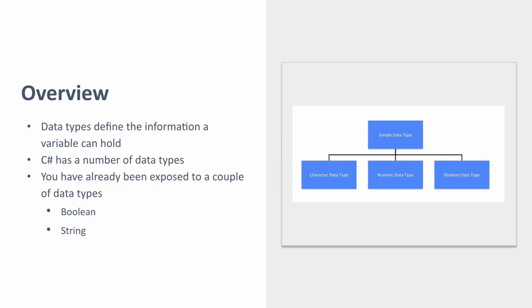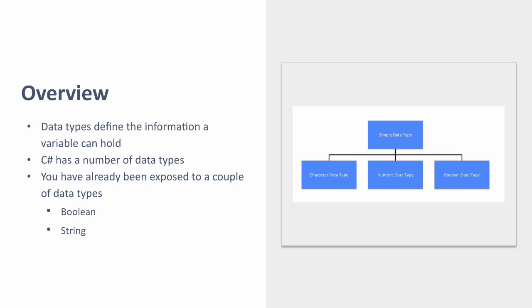Data types can define the information a variable can hold. And a variable, we've already seen a couple of simple variables in our program. We've seen a Boolean variable and a string variable. But C# has a number of different variable types that are supported. If you look on the right hand side, they're divided into three main groups. There's character data types, there's numeric data types, and then there's Boolean data types.